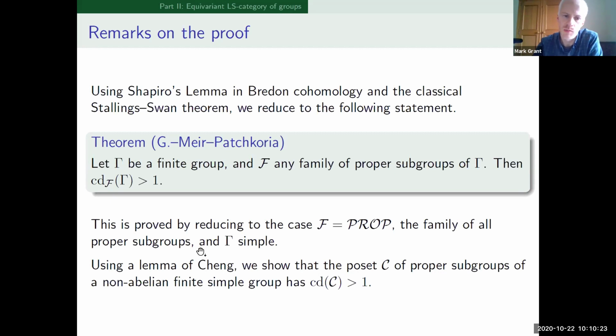So we used a lemma of Cheng in a fairly obscure paper from the 70s, which characterizes when a poset has cohomological dimension 1. And there was a delicate argument with the subgroup structure of a finite simple group, which Udi was the one who came up with that, I must admit. Okay.